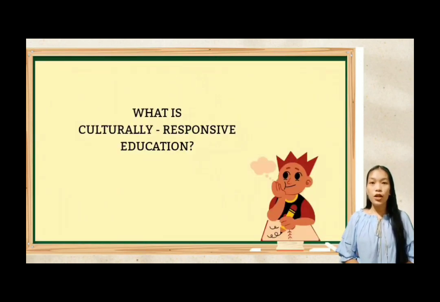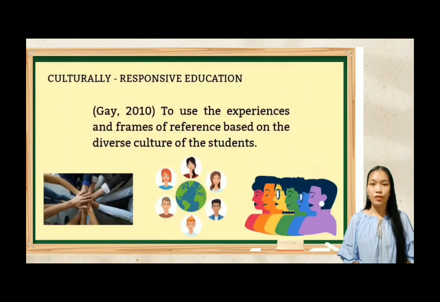So what is culturally responsive education? According to Gay 2010, culturally responsive education is to use the experiences and frames of reference based on the diverse culture of the students. This means that a culturally responsive education uses the experiences and frames of reference as basis for their diverse cultured students. In this way, the subject and the curriculum should be arranged based on the culture dominant in the community.